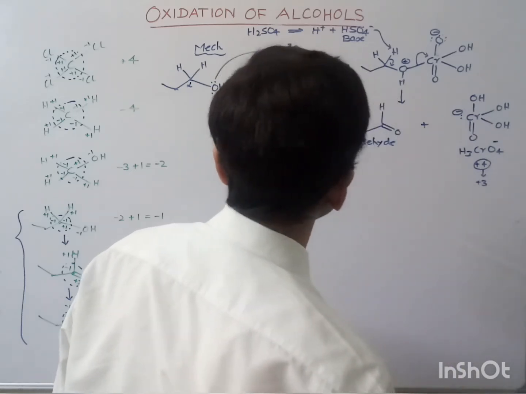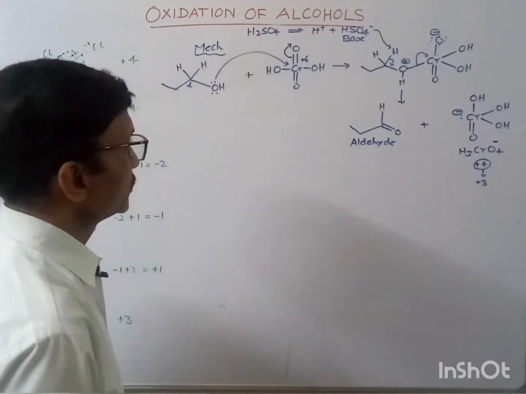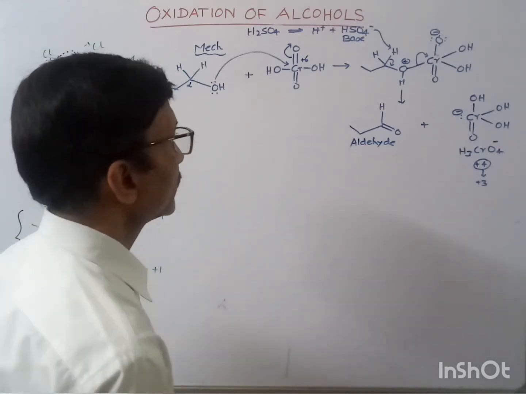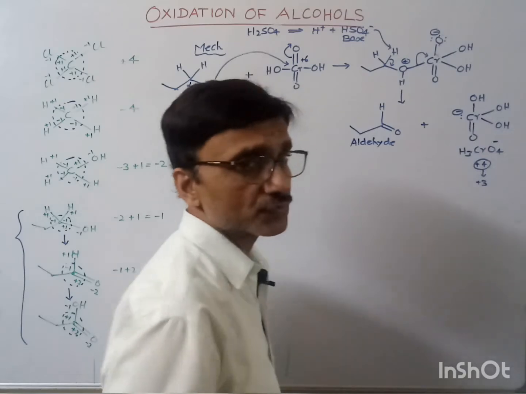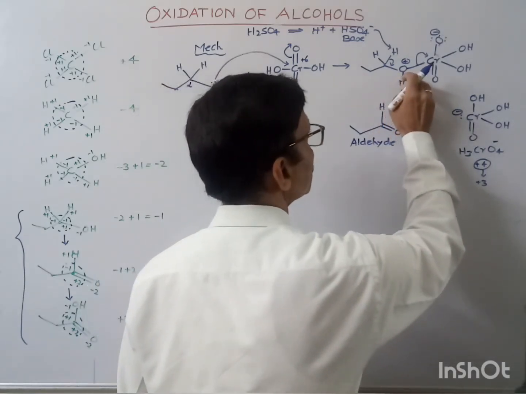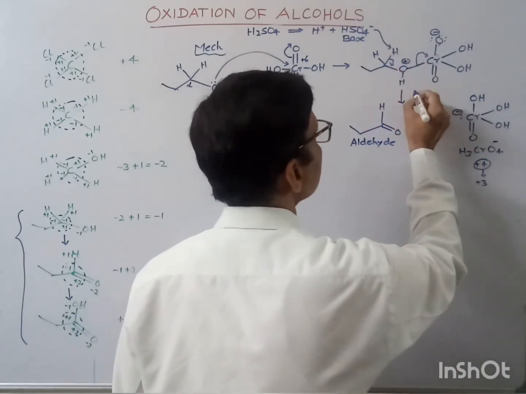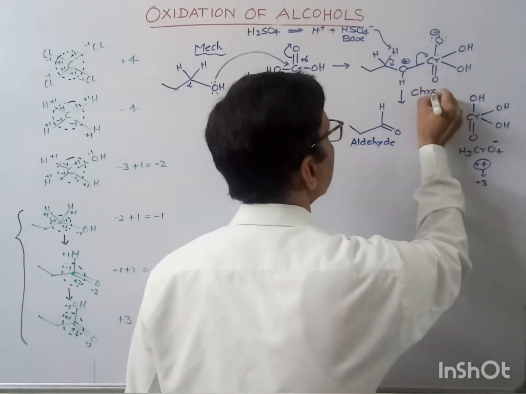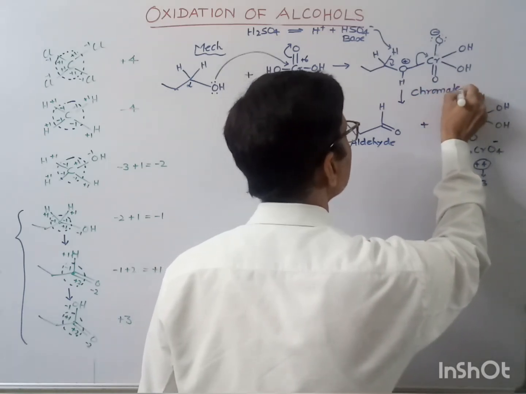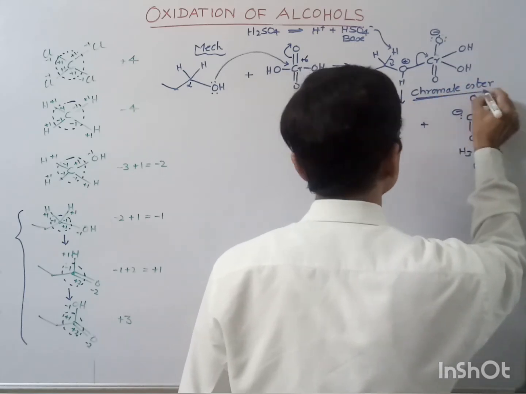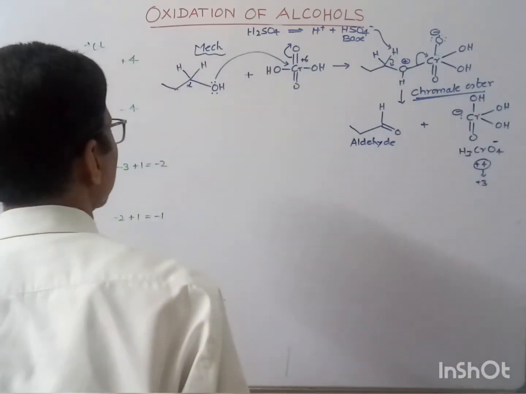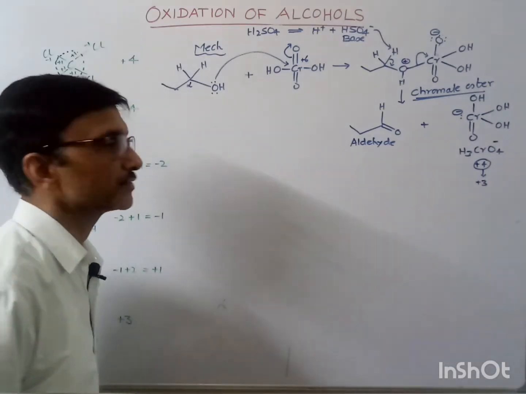Okay, so this is the mechanism for this, where as you can see, this is the chromate ester which is formed over here. After the removal of this H plus, this chromate ester is formed. So here this chromate ester is formed.